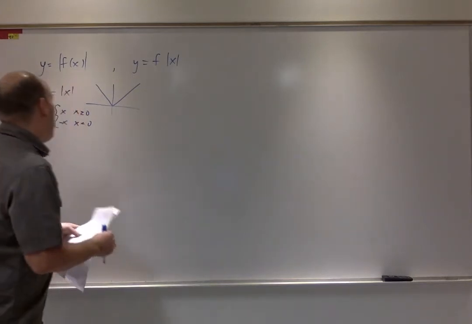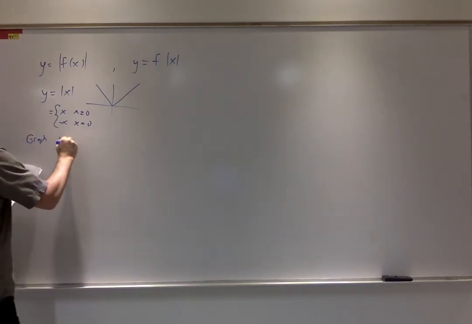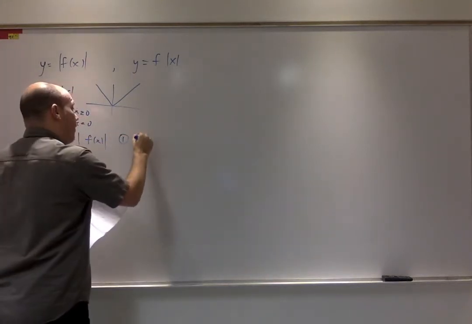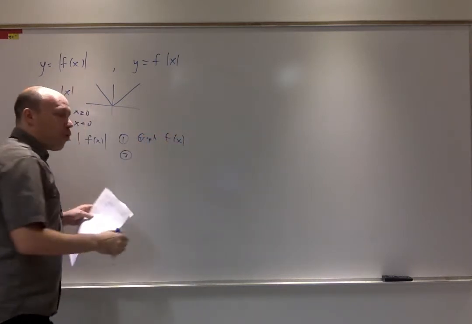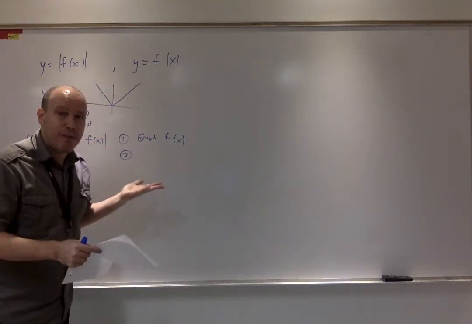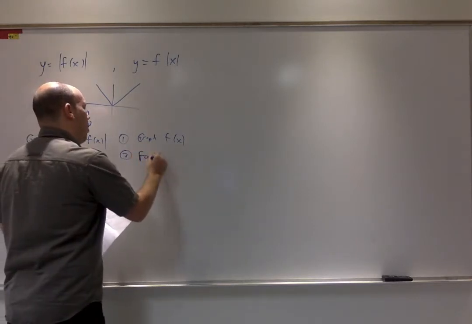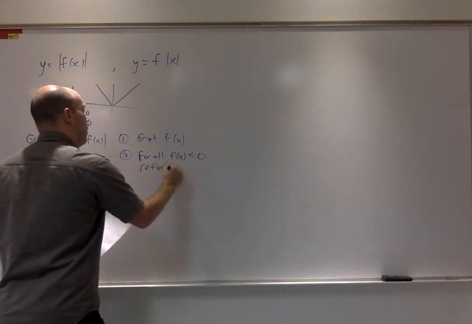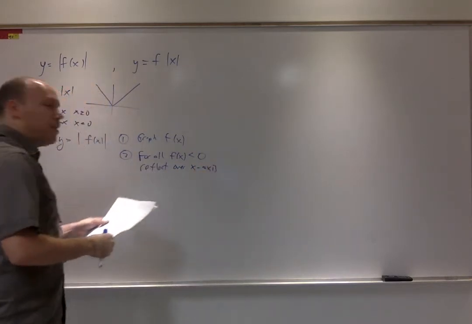So to graph y equals the absolute value of f of x, first I would recommend graphing the original graph f of x. And then for all the parts where the function is negative, you reflect it over the x-axis. So for all f of x less than 0, reflect over the x-axis. Let's take an example.